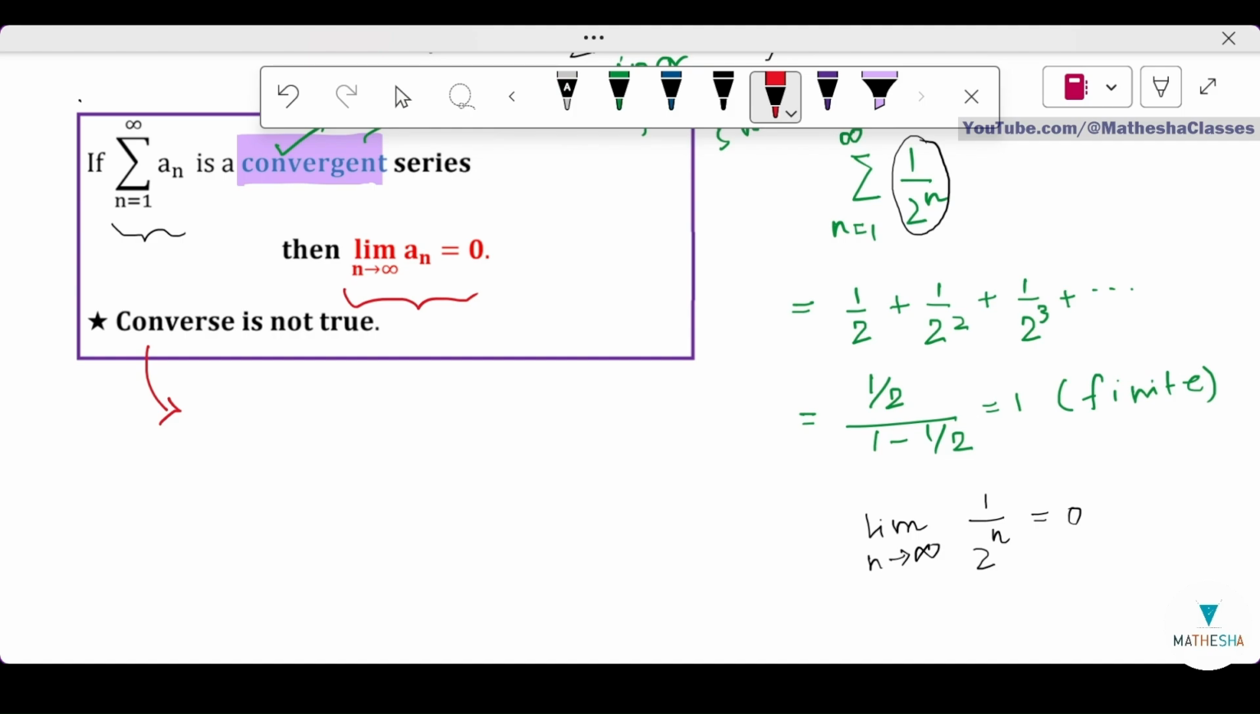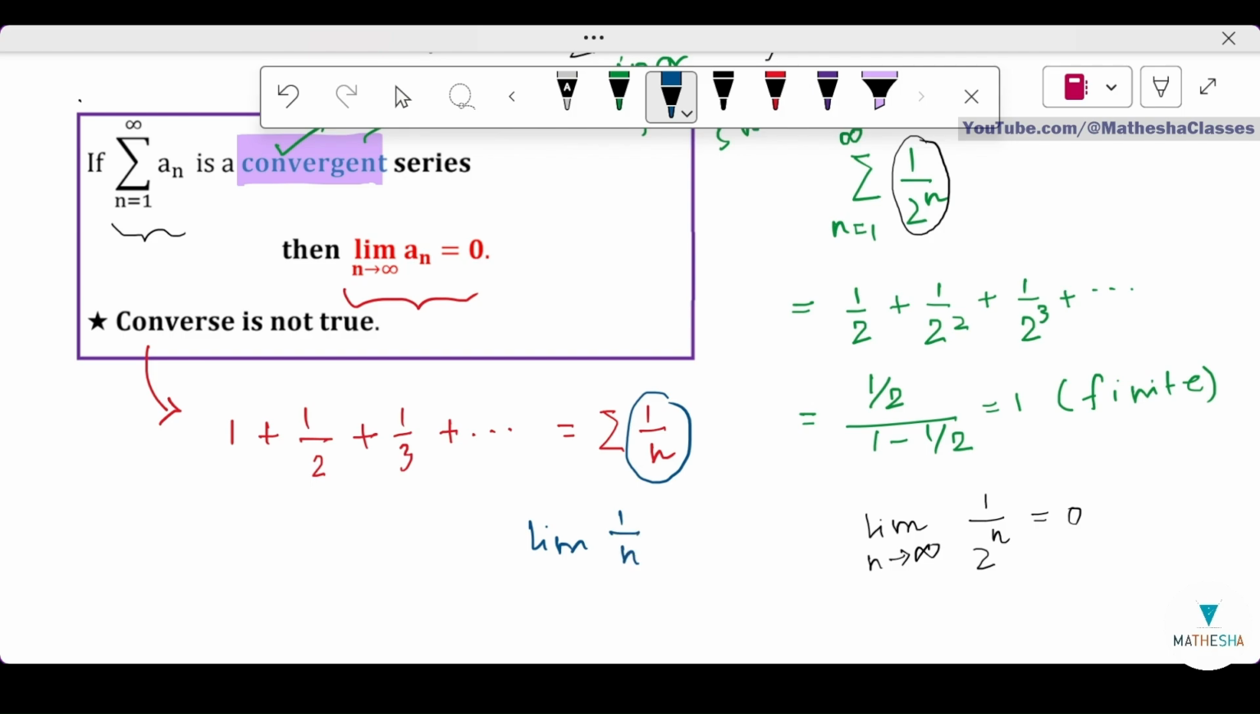Example, the famous example is 1 plus half plus 1/3 and so on. So ये जो सीरीज है, मतलब जिस सीरीज को हम लिख सकते हैं समेशन 1 by n फॉर्म में, ये सीरीज का nth जो टर्म है, इसका लिमिट 0 है. So this condition, this statement is true, that limit of the nth term is 0.